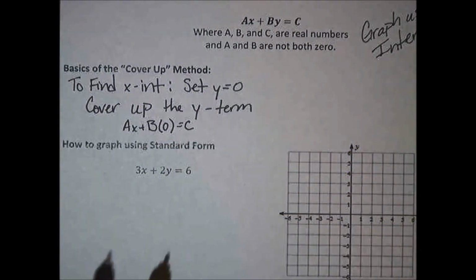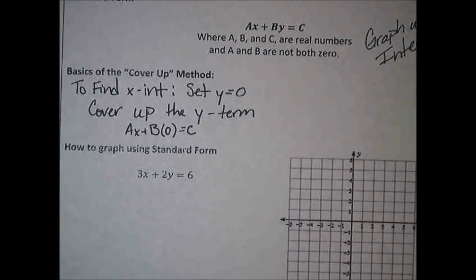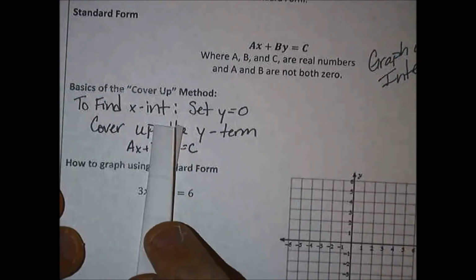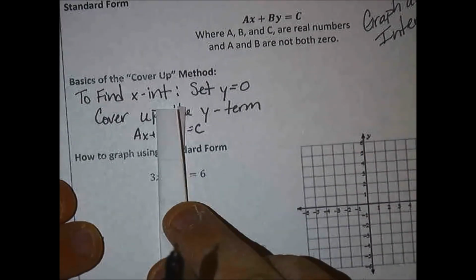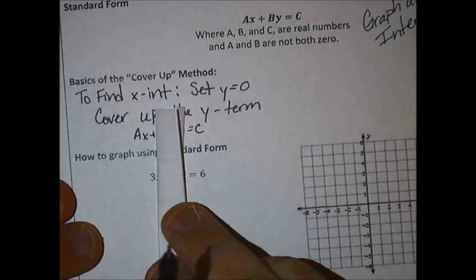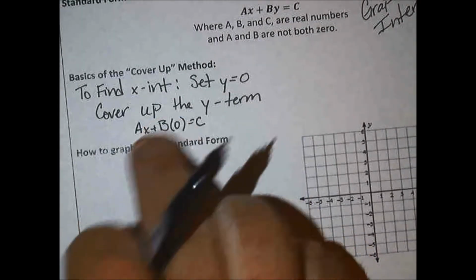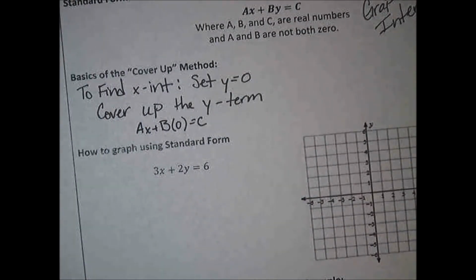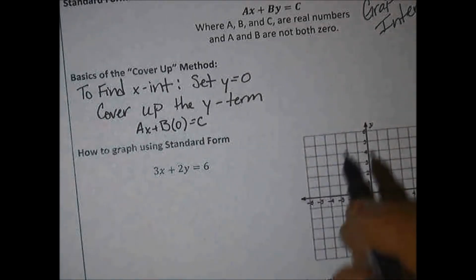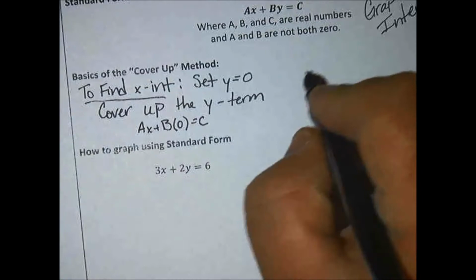Sometimes I get fancy and use a little piece of paper for this, or other times I just use my hand, and what I do is I cover up that term. That piece of paper is too big. Great idea, didn't work out. I'll cover up that b or that y term, and I'm left with ax equals c. That's why I said most of the time I just use my finger. So ax equals c. Now I can solve for something, and we'll get to that in a second. Let's finish this idea. This is to find the x-intercept.